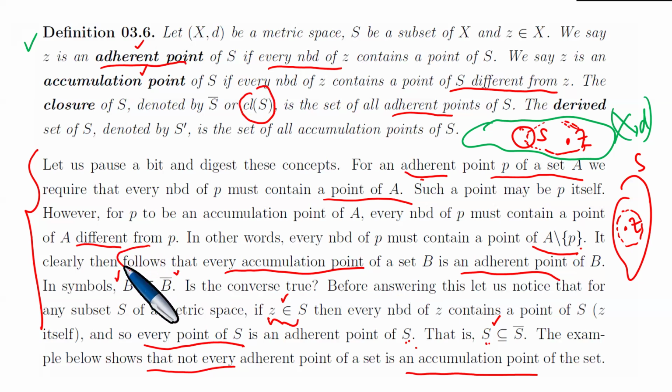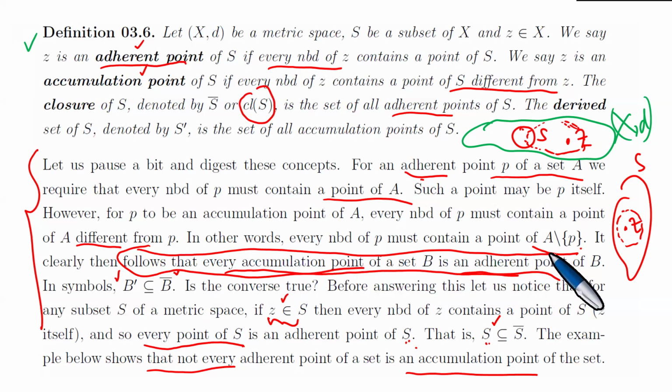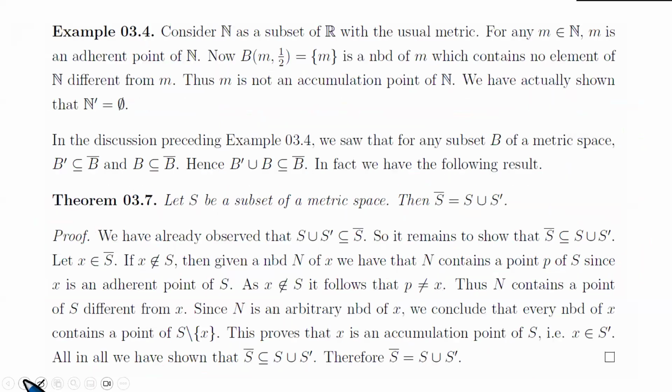it follows that every accumulation point of a set B is an adherent point. Every accumulation point is what? Is an adherent point of B. Yet, the example below shows that not every adherent point is an accumulation point. So you can't take the converse of this. Let's look at that example.